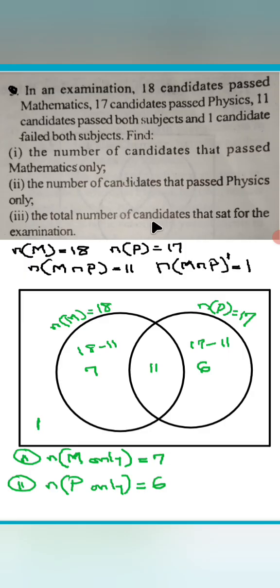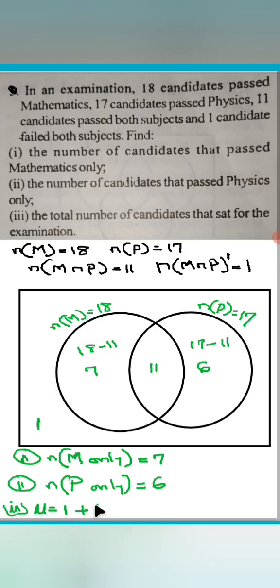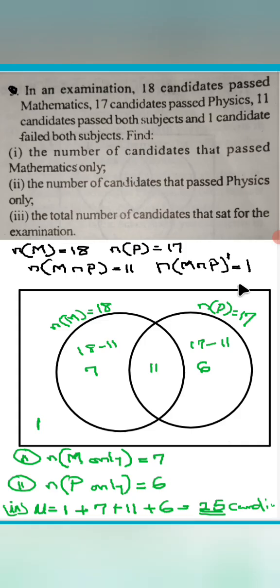And the total number of candidates that sat for the examination, so here we are looking for the universal set. The universal set, which is the number of candidates that sat for the whole of the examination, is just the addition of all of this. So I'll have 1 which fail plus 7 math only plus 11 plus 6. And when I add all this, I'm going to have around 25. So I have 25 candidates. So this is how to solve this problem. You can pretty much try it by yourself again.